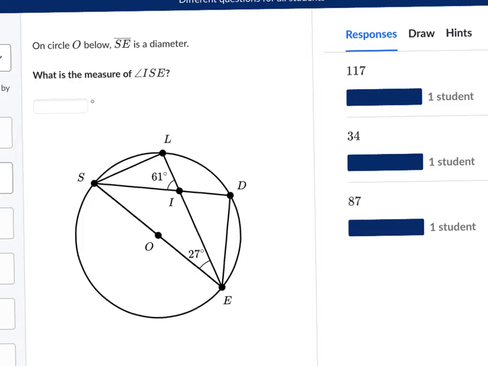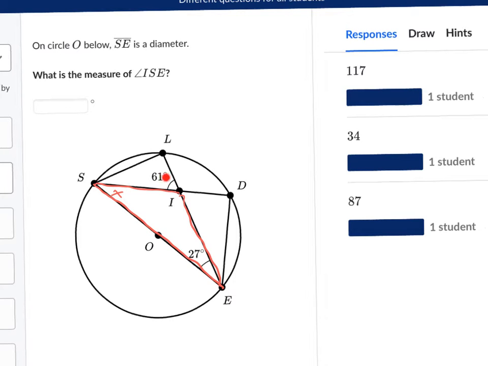I'm going to just trace it in red. A couple things that I see about this angle: it's part of a triangle. You guys could see this triangle here, and there's a few triangles that it's a part of, but I would mainly just do this red triangle that I drew. And we're trying to find ISE, which I'm just going to call X, so I want to know what X is.